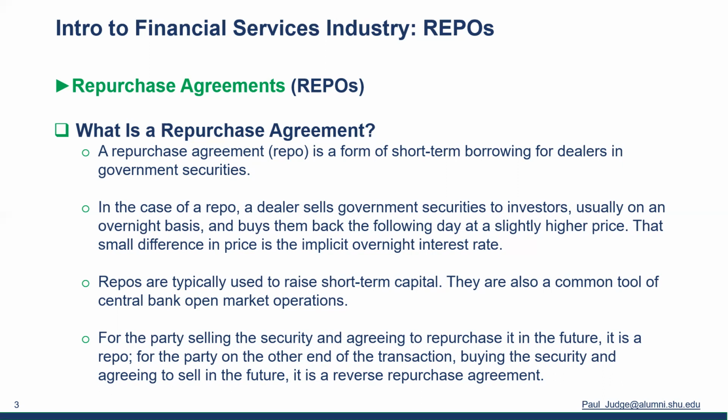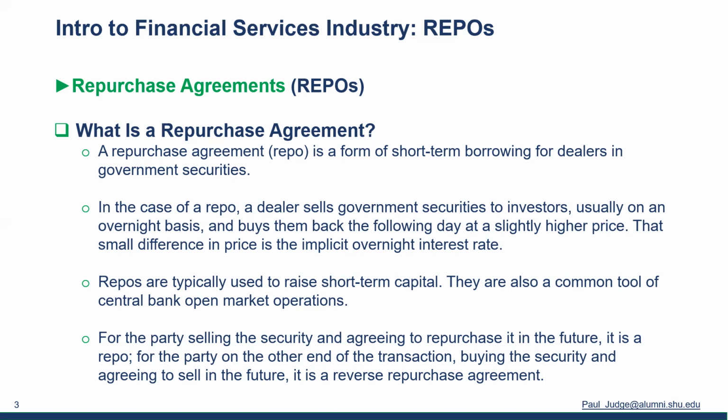All right. So where the dealer needs to borrow money overnight, instead of going out and borrowing the money, what they effectively do is a repurchase agreement, where they agree to sell you the security and then buy it back at a slightly higher price. The delta between the price they sell to you for and the price they agree to buy it back at, that's the overnight interest.